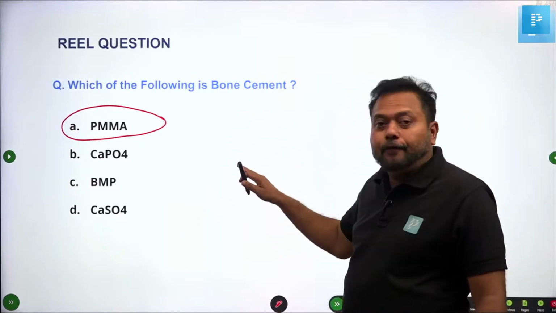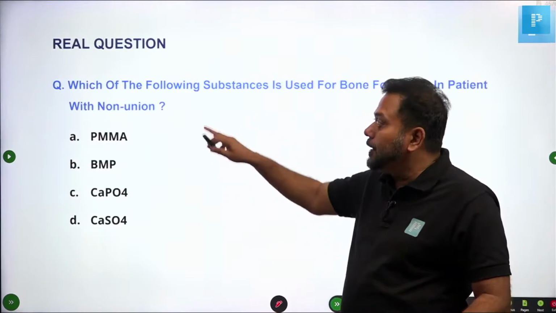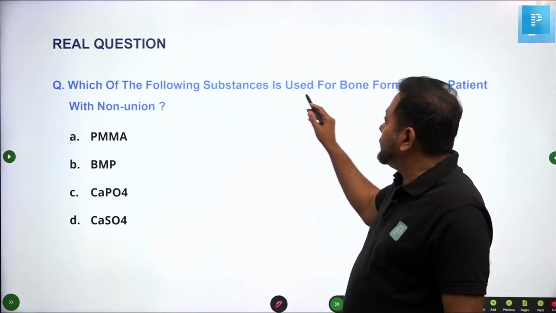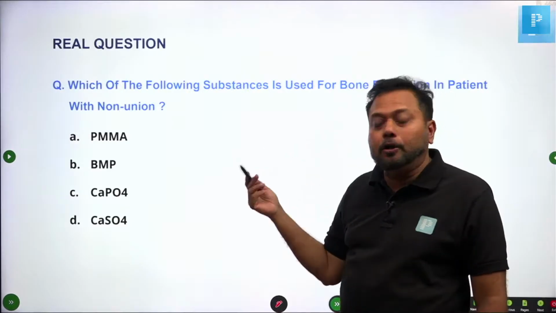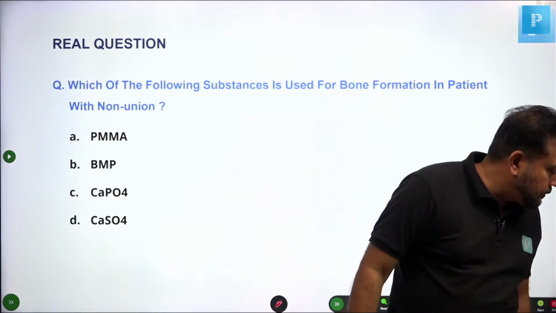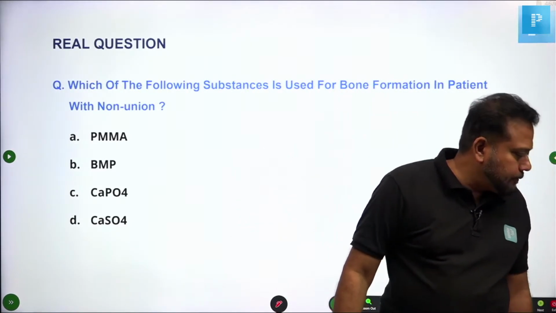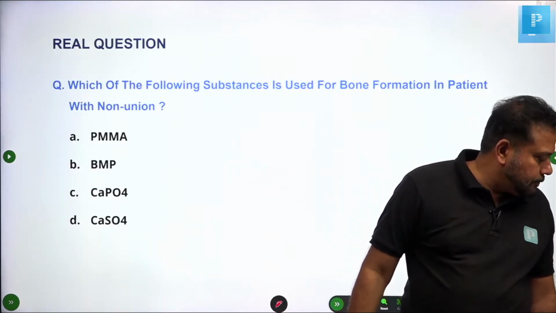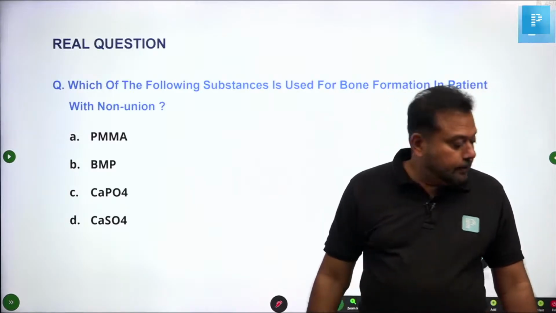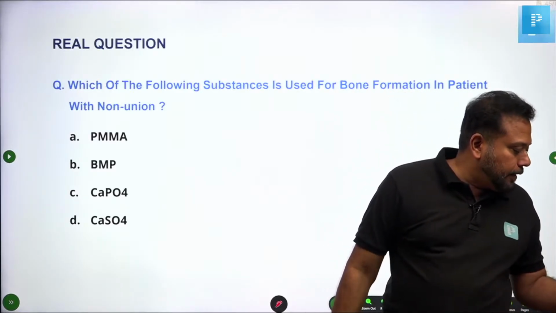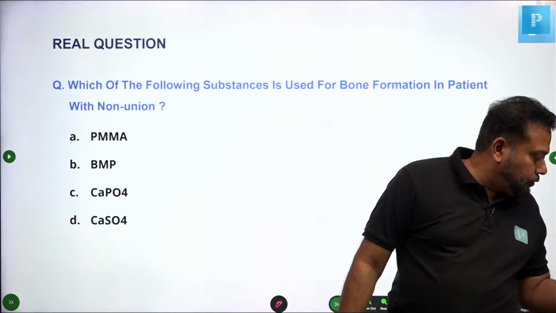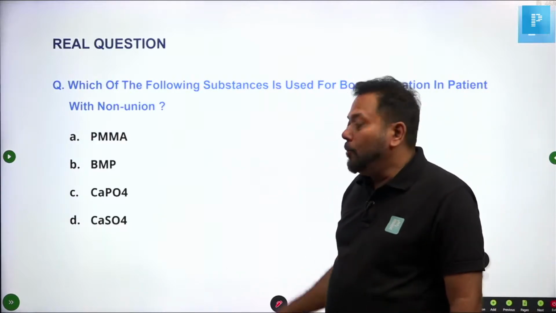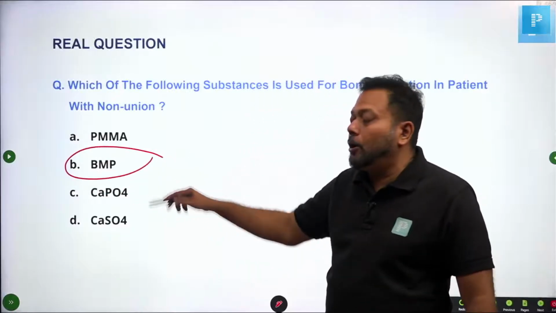This is the question I framed from the area where they ask the choices. This is the real INI-CET question. Which of the following substances is used for bone formation in a patient with non-union? Yes, very good, many of you. You have given the right answer. It is BMP, which is called bone morphogenic protein.